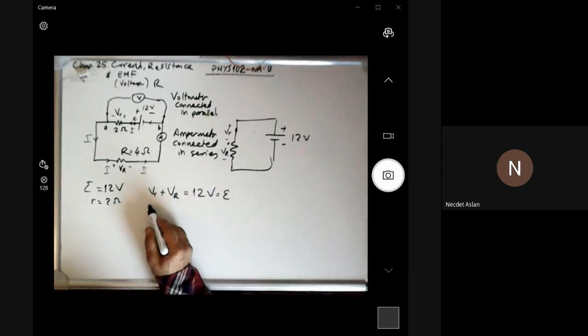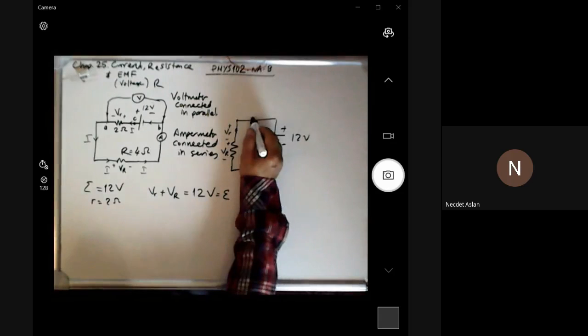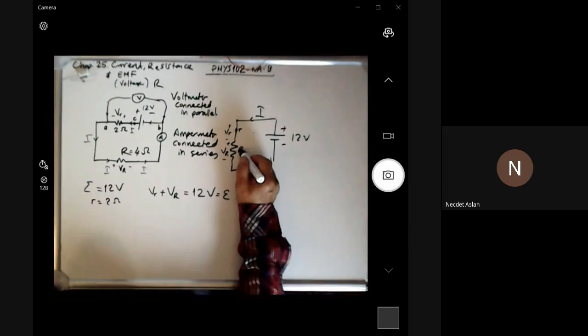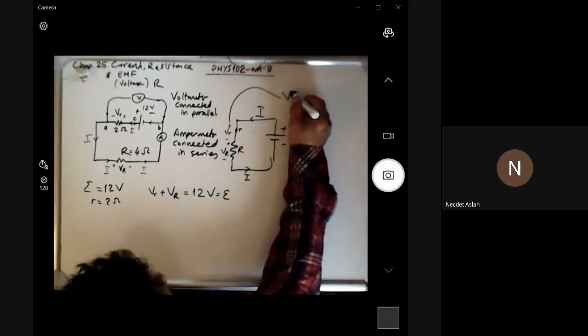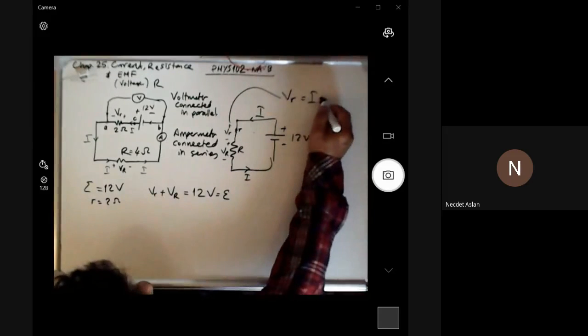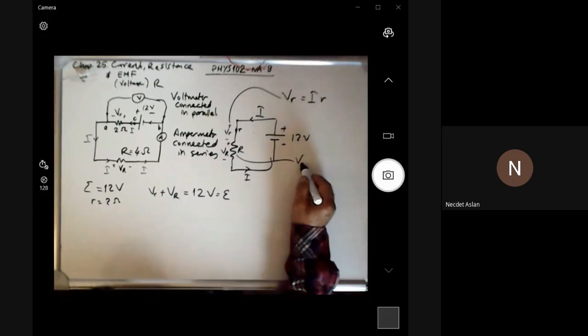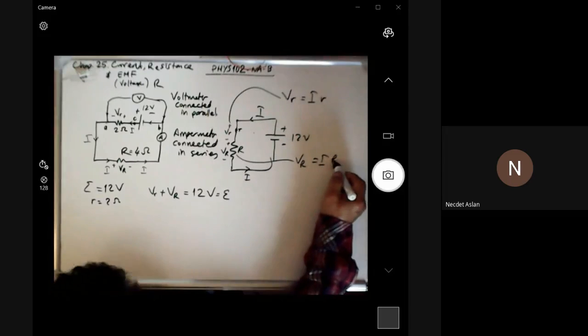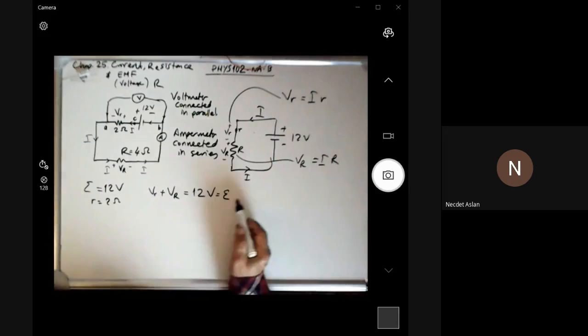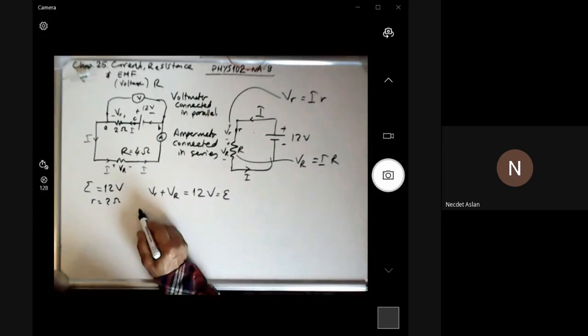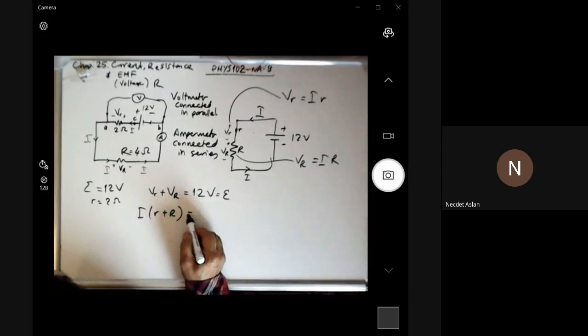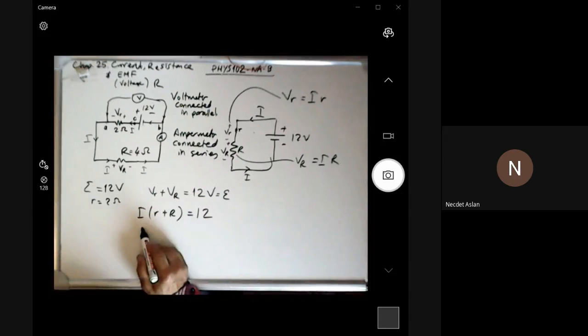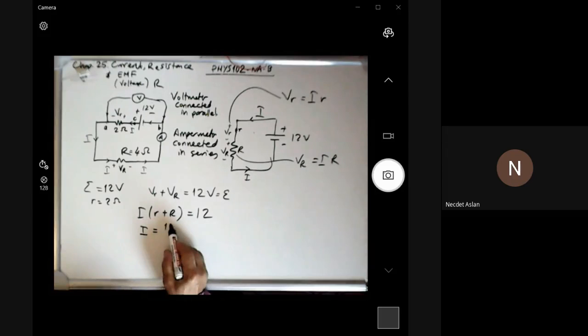But this is just what? The current is this. And now V_r is what? I times small resistance, but V capital R is the same current times big resistance, capital R. So I times (r plus R), by the way, is equal to 12 volts. So the current reading will be equal to 12 divided by 2 plus 4, which is 6, and it gives you 2 amperes. So I will measure 2 amperes.